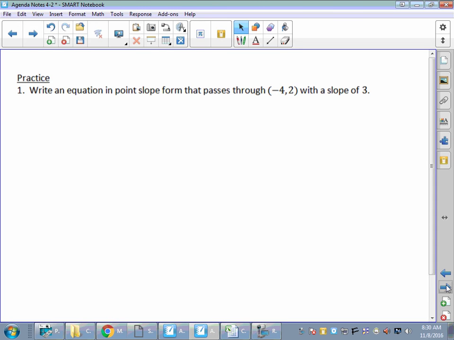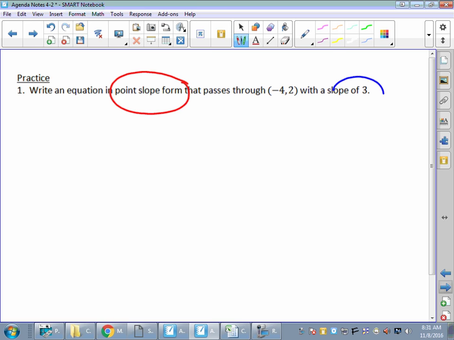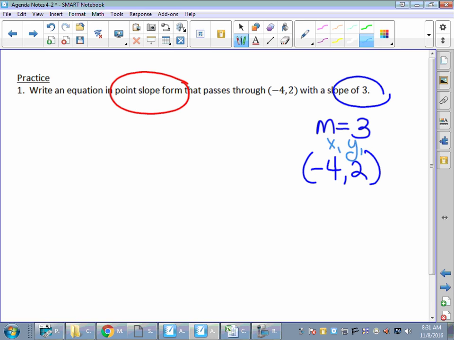Example number 1 says to write an equation in point slope form. We're going to do one of each, that passes through negative 4, 2 and has a slope of 3. So I know some information here, right? I know that m equals 3. I know that my point is negative 4, 2, and I know that's an x1 and a y1.